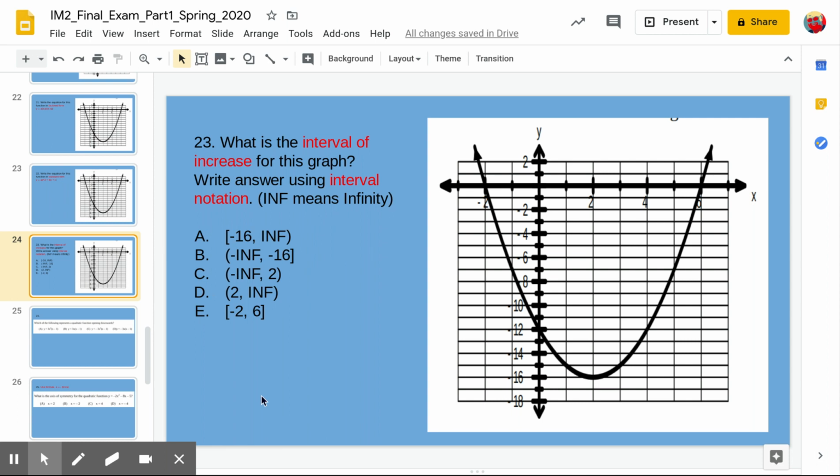So for A, bracket -16, comma, infinity, parenthesis. B, parenthesis, negative infinity, comma, -16 with the bracket. C, parenthesis, negative infinity to 2 with the parenthesis. D, parenthesis 2 to infinity, parenthesis. And E is bracket, -2 to 6 bracket. Which one is the interval of increase?